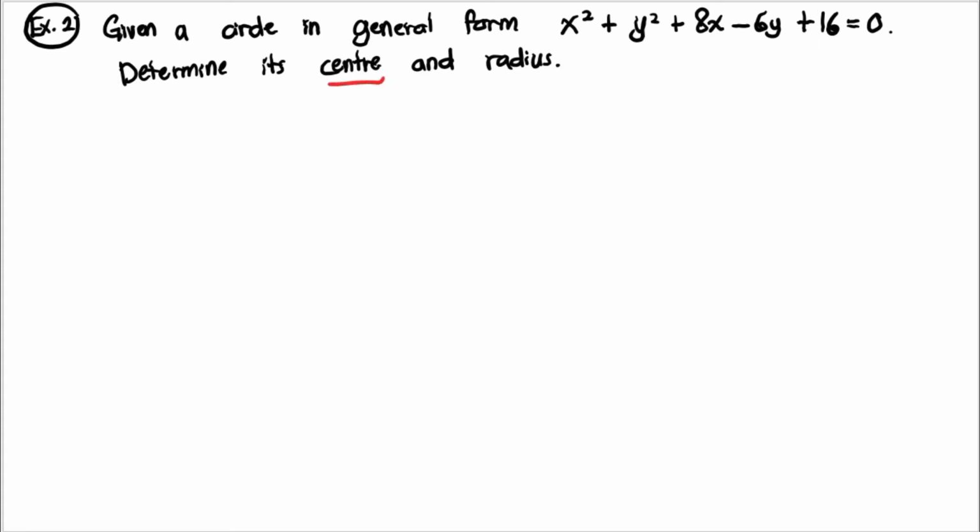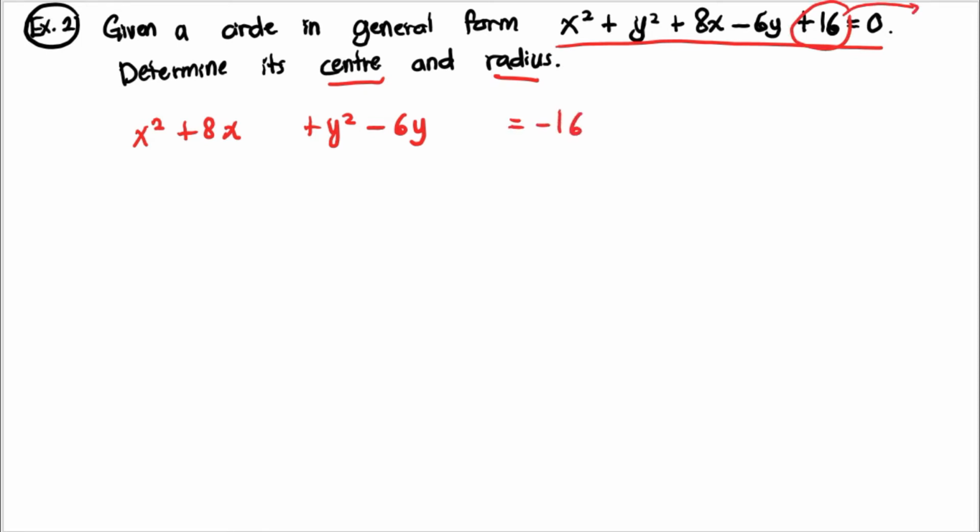Now suppose we are given the general form of the equation for a circle. We need to determine its radius and center. So what should we do? This is the part which is very tricky. We collect the x terms together, so we have x squared plus 8x, and you leave a blank for the constant behind it. Then you have plus y squared minus 6y, and you bring the positive 16 to the right, so it becomes negative 16. This is the first step.